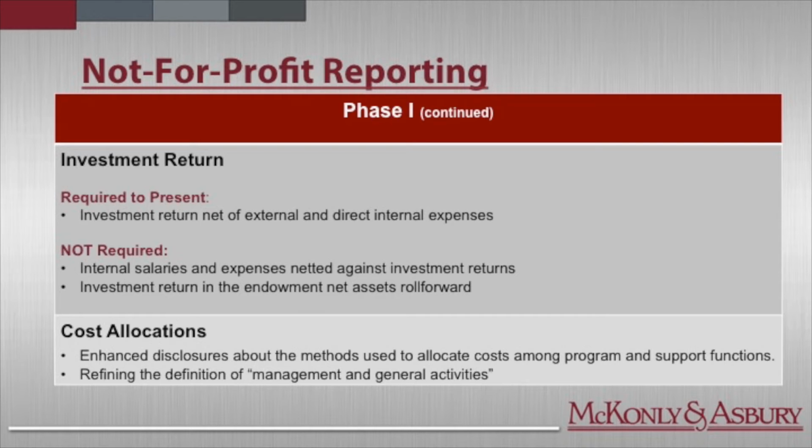And the last one is cost allocations. So how are we allocating those costs? How are we getting to those different buckets of program services, management in general, and fundraising activities? So they're really taking a closer look at refining the definition of the management and general activities and putting more guidelines around and disclosures around how you're actually allocating each of these costs among the program and the support functions.